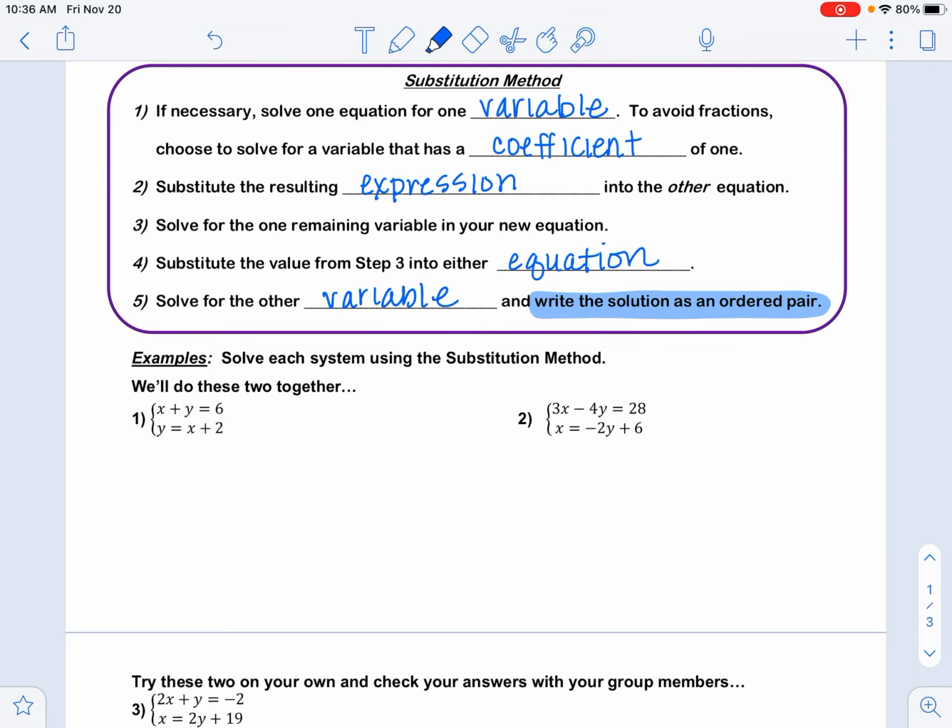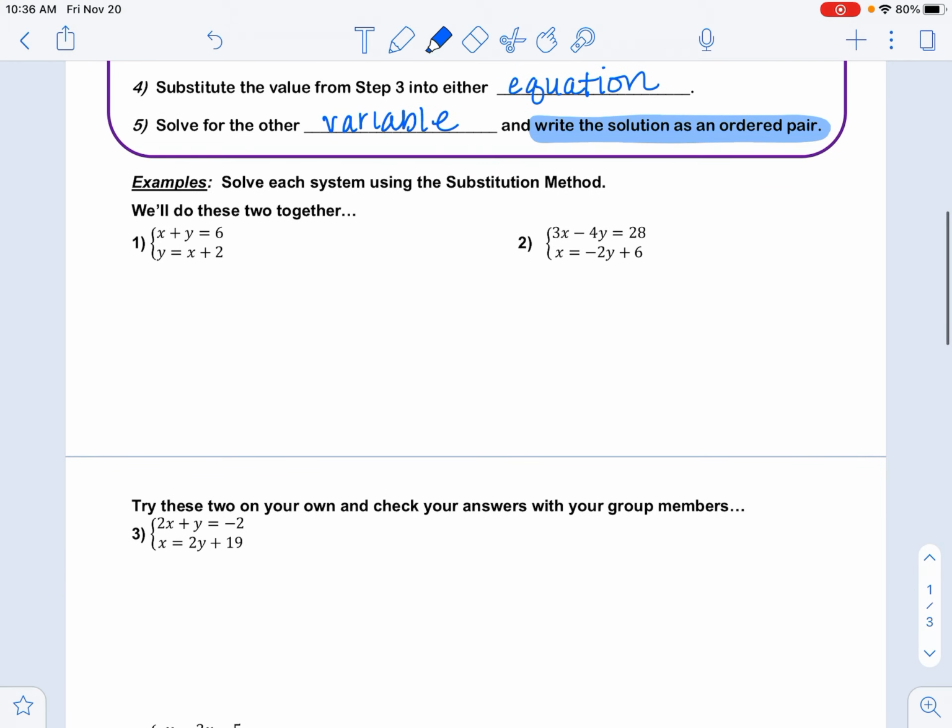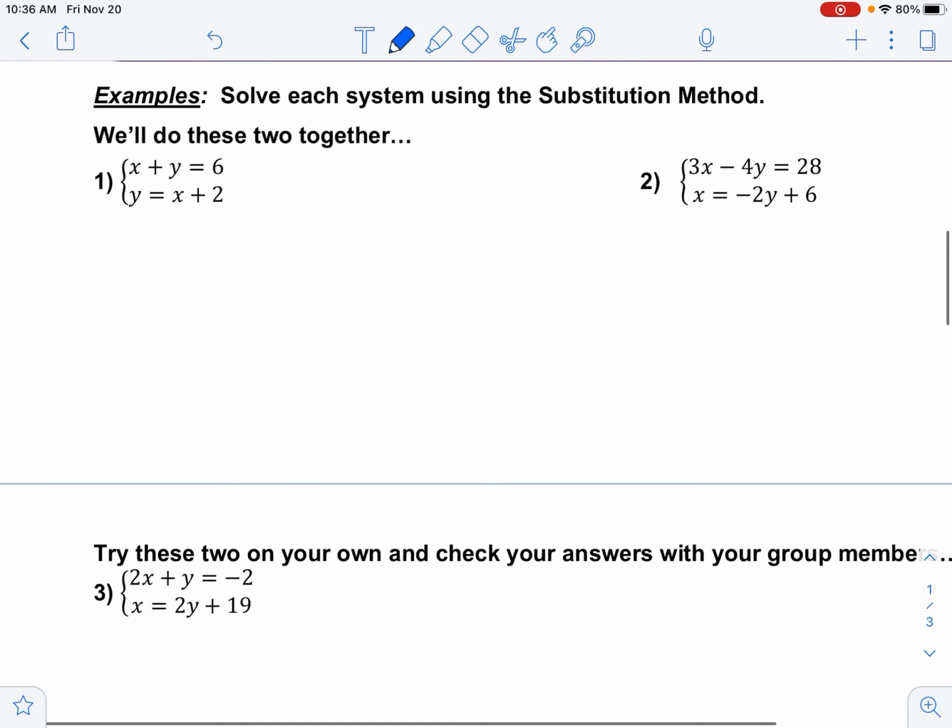Finally, a very important part right here, which I'm going to highlight. Write the solution as an ordered pair. Okay, so you're going to write the solution as an ordered pair. X comma y. Let's write x comma y right next to that. X first, then y. Okay, so here are the examples.